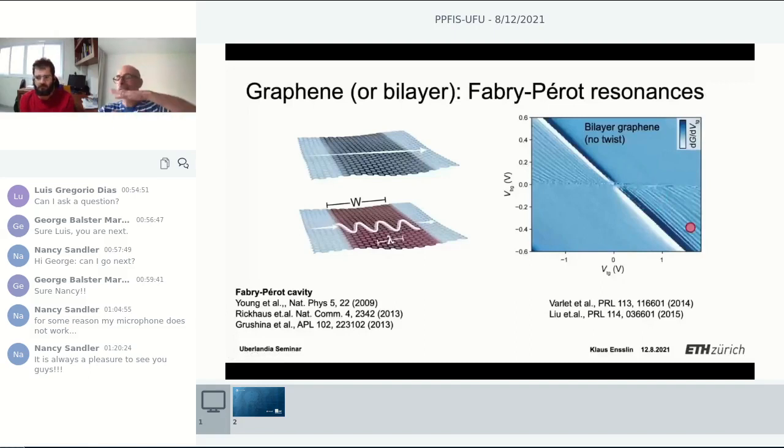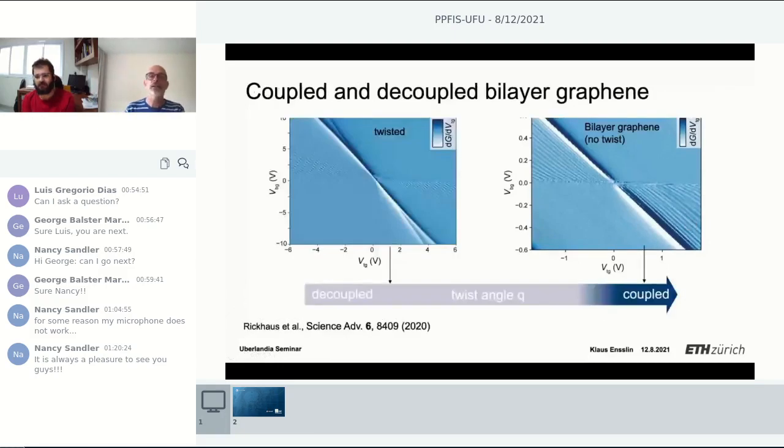Now, this is untwisted bilayer graphene. Now I show you the same experiment with the two graphene layers, but now twisted by 22 degrees. And it looks quite similar. You see also gate voltages, top gate, back gate. And you see there are lines here and lines here. So there is Fabry-Perot, but you see there are not only lines, there's a pattern here. There's a cross-hatched pattern. What's going on here? Well, let me show you a close-up of that one.